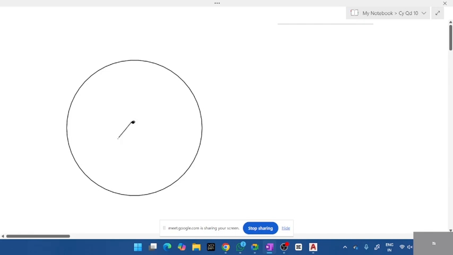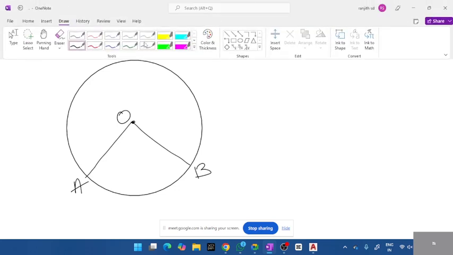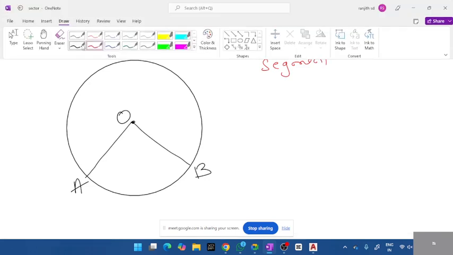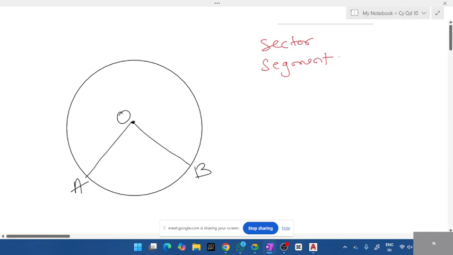Okay, students. Center A, B, O. What do you call this? AOB. Observe clearly and tell me, is it a sector or segment? AOB. How do you identify the difference between sector and segment? Okay, what is this? Then what is this? Does it have a chord or a radius?